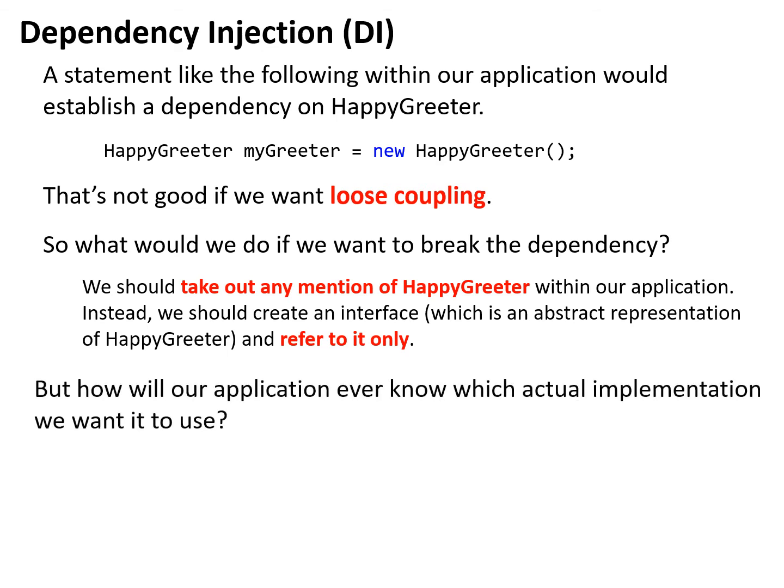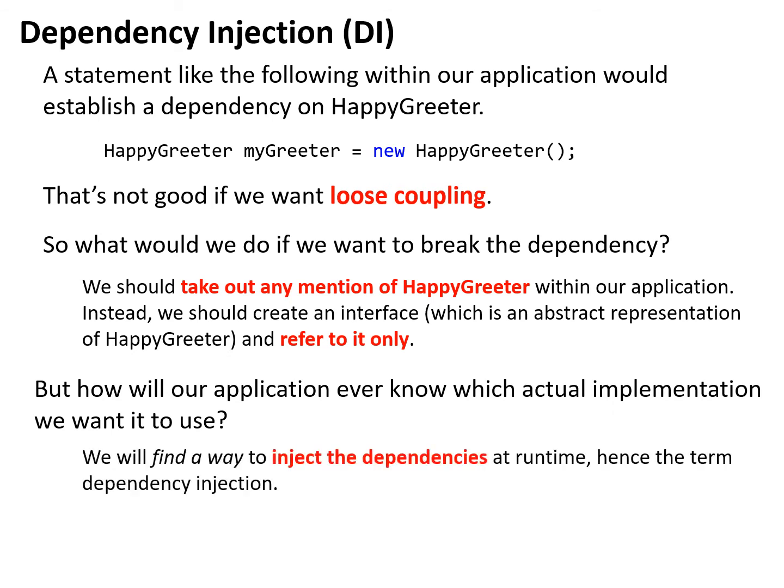But then the question comes, if we don't mention the actual type of greeter in our application, how will our application know whether to use the happy greeter or the friendly greeter? That's the big question. What we have to do is find a way to inject the dependency at runtime, meaning once we say let's run this application, somewhere along the line, not within the application but somewhere outside of it, there needs to be a way to say, okay, this time when you run this, we want to use the friendly greeter. But then maybe later, if you wanted to swap it out, again not within the application but somewhere outside the application, we could inject the other one in. So we need to find a way to inject the dependencies at runtime, and that's why it's called dependency injection.